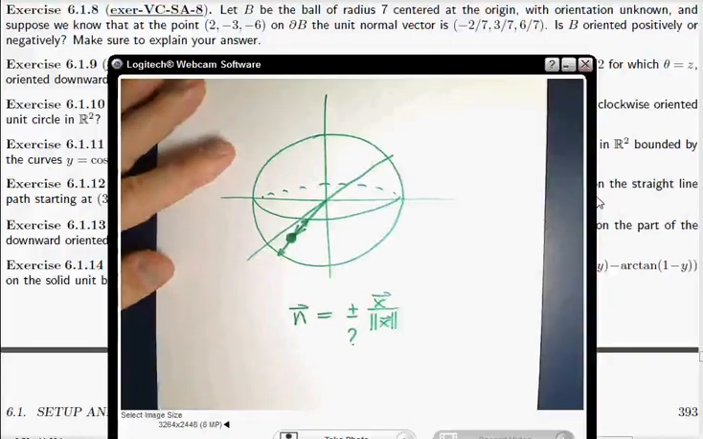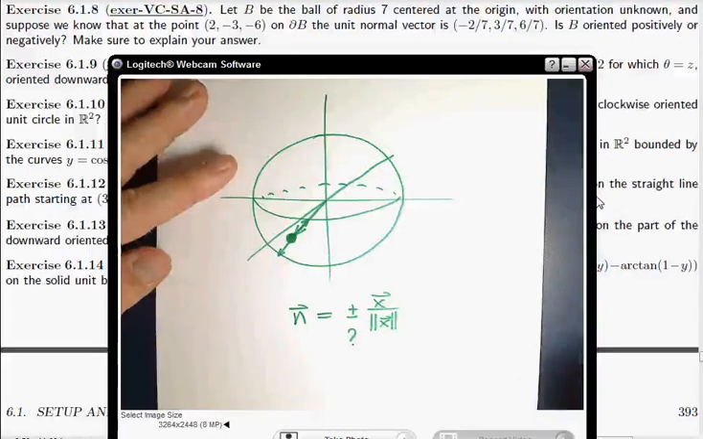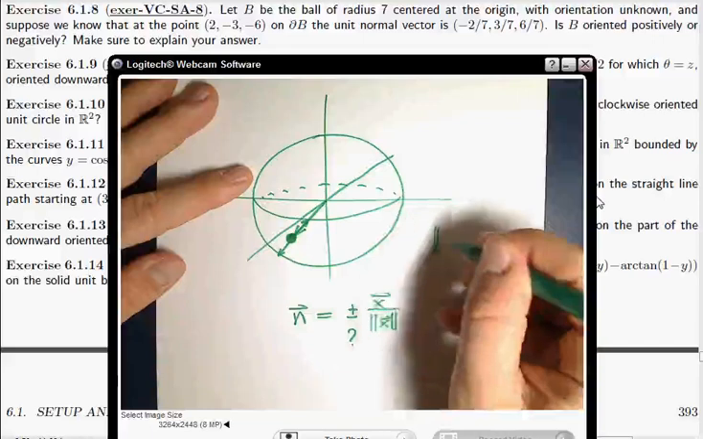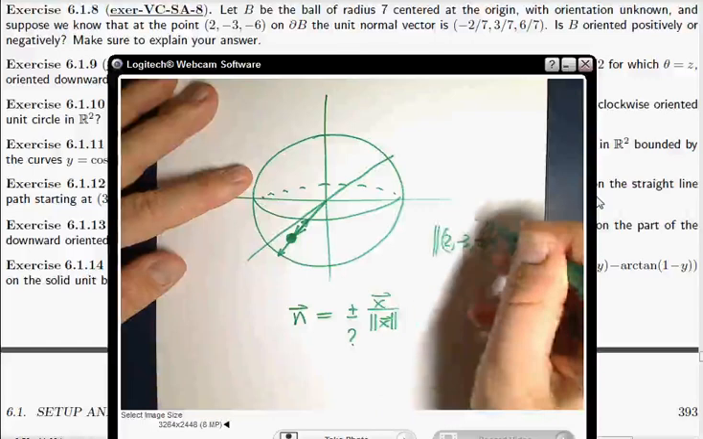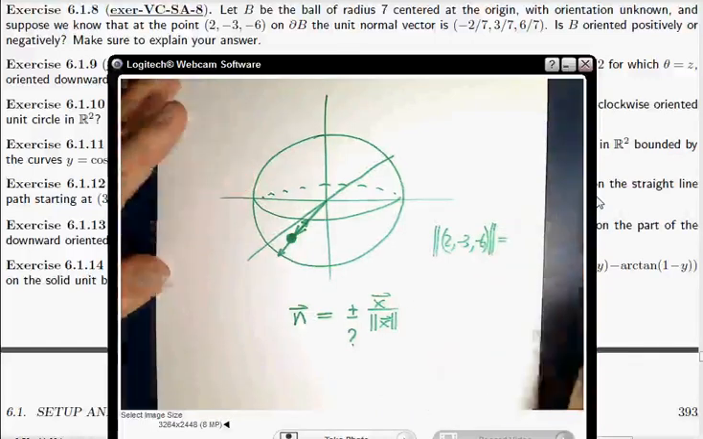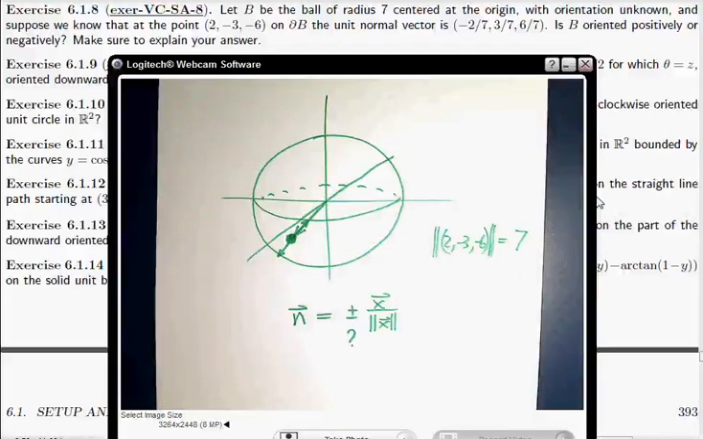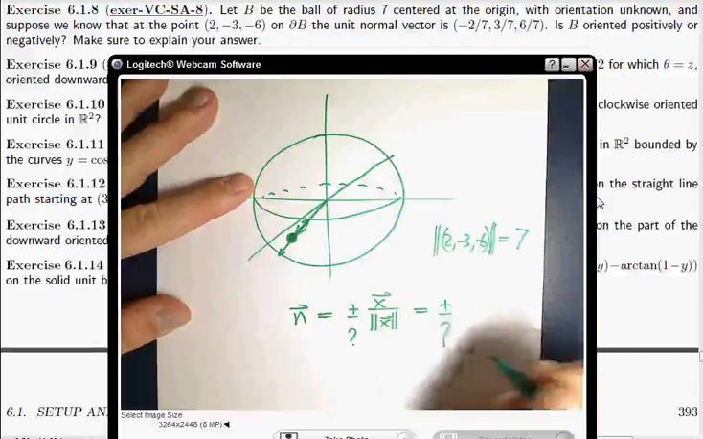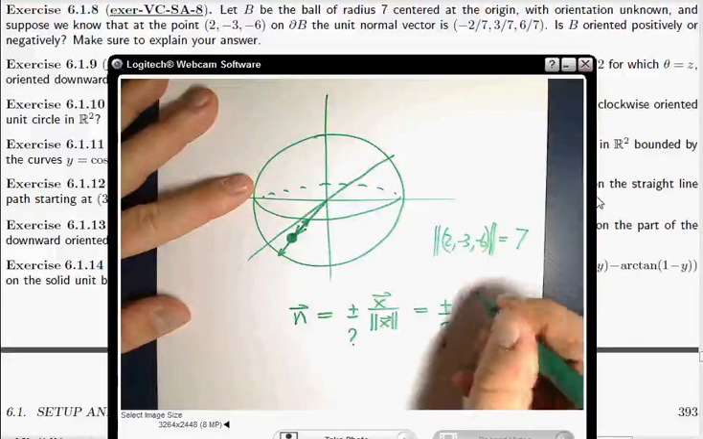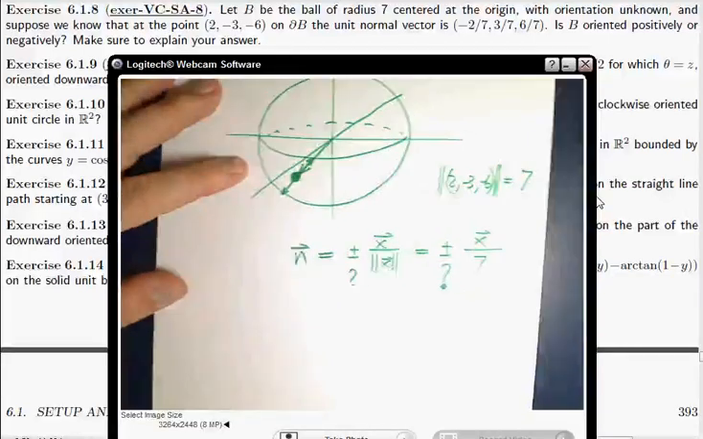Okay. Well, I know what the position vector for this point is: (2, -3, -6). Oh, yeah, so let's look at what is the length of (2, -3, -6). And this is one of my favorite little trios of numbers because the length of this vector is 7. So you can work it out with the Pythagorean formula. It adds up to 49. It's kind of cool. Okay, so said differently, the normal vector is plus or minus, one or the other, x over 7.